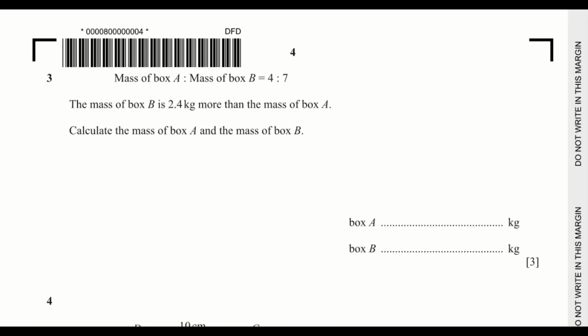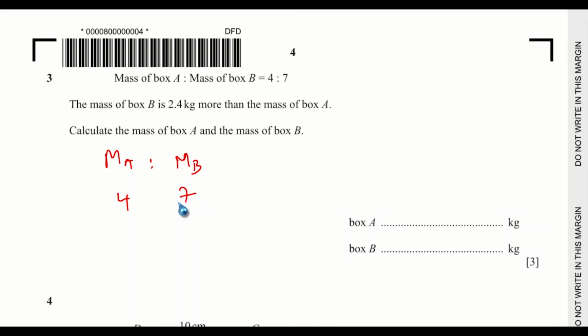So let's go to the next question. Question 3. The mass of box A to the mass of box B is in the ratio 4 to 7. The mass of box B is 2.4 kilograms more than the mass of box A. Calculate the mass of box A and the mass of box B. So let's denote the mass of box A by MA and the mass of box B by MB. So this is 4 to 7.